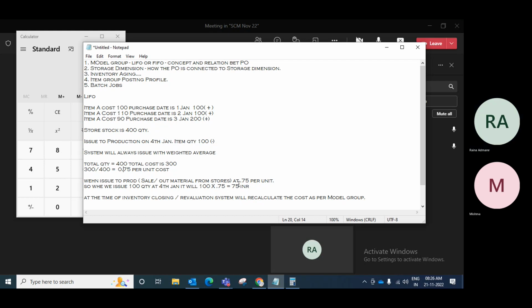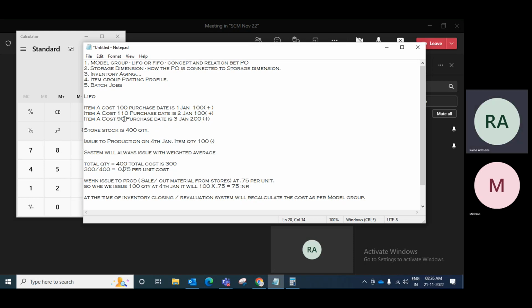Is this correct? Yeah. Okay. So when we were saying issue to production on 4th January, item quantity 100, were we not considering 90 in that case? No, we will not consider 90. We are considering weighted average.